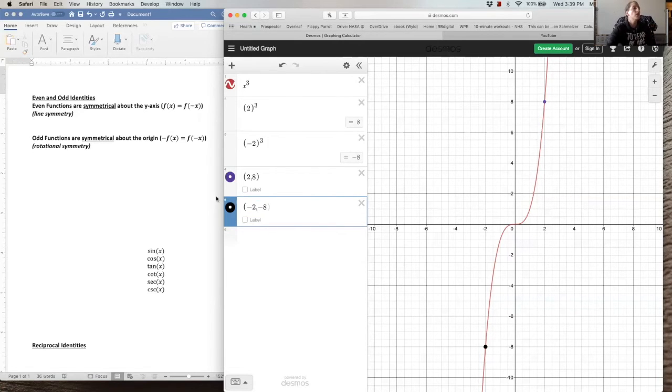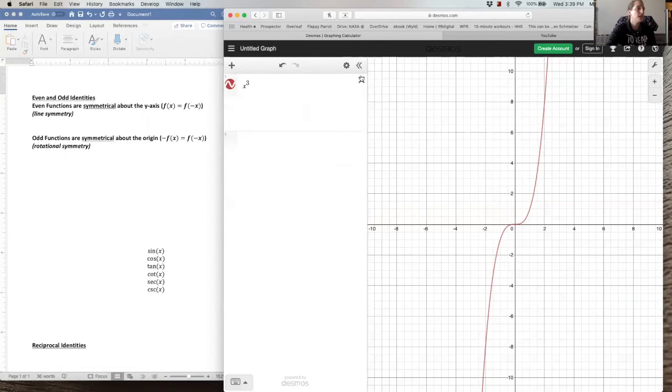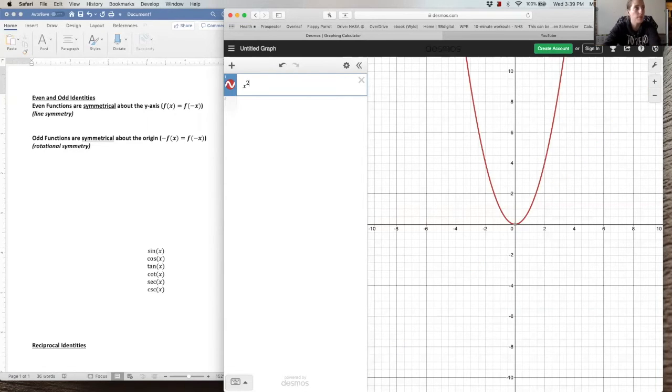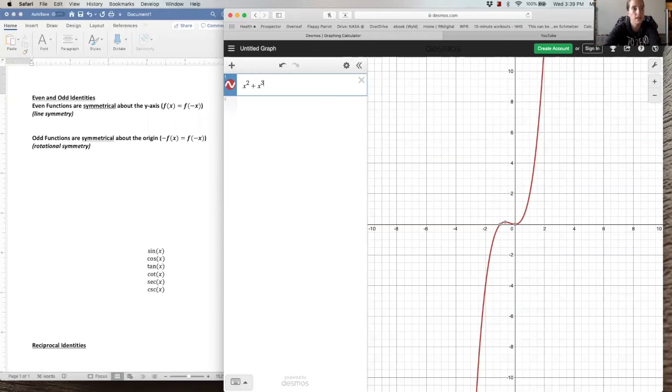Okay. So odd means it has origin symmetry. Now what we want to do is classify our trig functions as even, odd, or neither, because some functions are neither. Let's look at what happens when we do x squared plus x cubed. This function is neither odd nor even. It's clearly not even, and it's not odd because of this little bump here. If I spun this 180 degrees, the little bump would come down here, and this does not have origin symmetry.